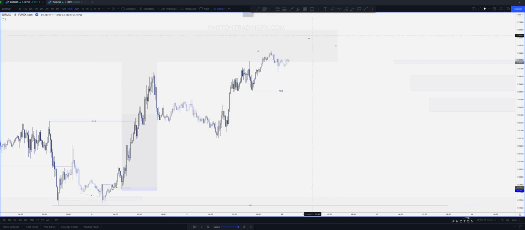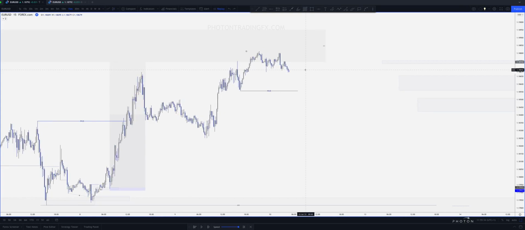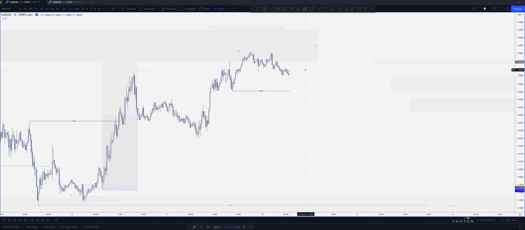So we are starting to get changes of character here. So yes, it is definitely more than valid to start looking for shorts within here, okay? Let's just play this forward a bit more.